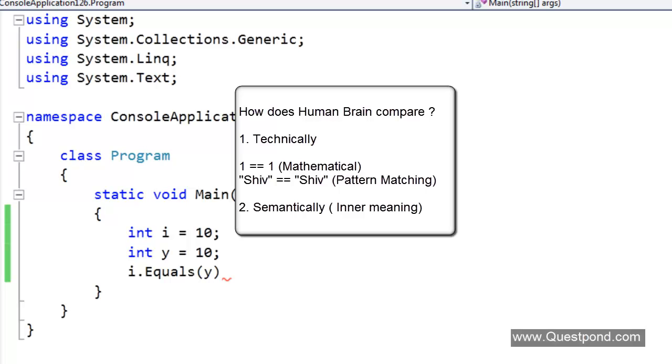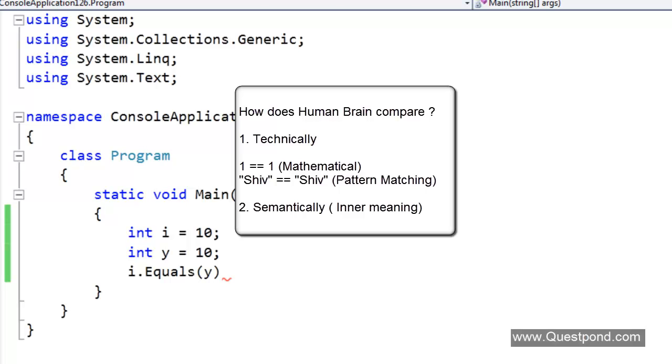Now let us try to understand how a human brain compares things. When you and I take two things and start to compare, how do we approach that? A human brain compares things in two ways. One is technically and the other one is semantically. What do I mean by that?